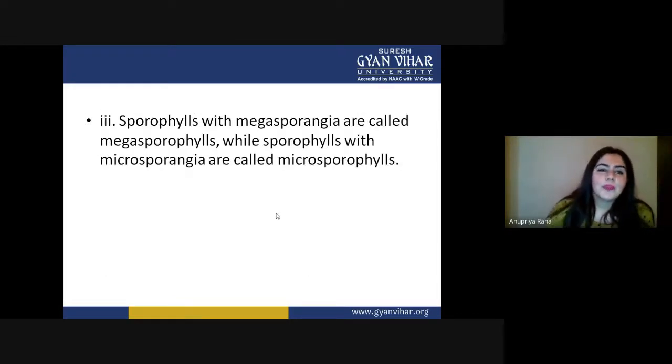Next, sporophytes with megasporangia are called megasporophytes, while sporophytes with microsporangia are called microsporophytes. Like the sporophyte, the fertile leaves have to be associated with these sporangia because if they are not present, they cannot make spores. So the leaves or sporophylls which are present with the megasporangia are called megasporophylls. And the other leaves, which are associated with the microsporangia, are called microsporophylls.